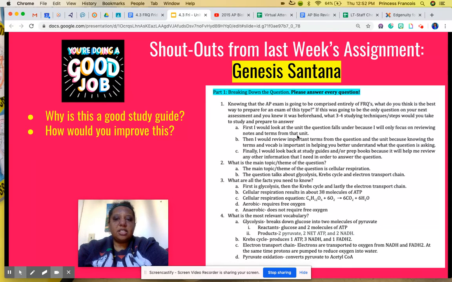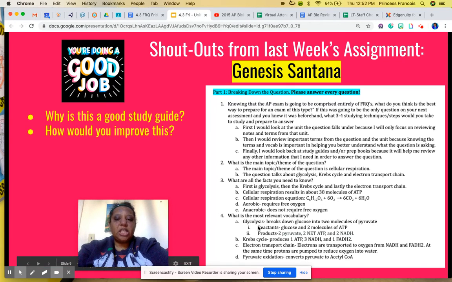Notice there are very clear statements and clear details of how I would study. In terms of looking at what are the facts you need to know, she didn't just say, okay, I just needed to know the steps of cell respiration or aerobic and anaerobic respiration. She actually listed those out and gave me important details that are important to know in each of these processes.